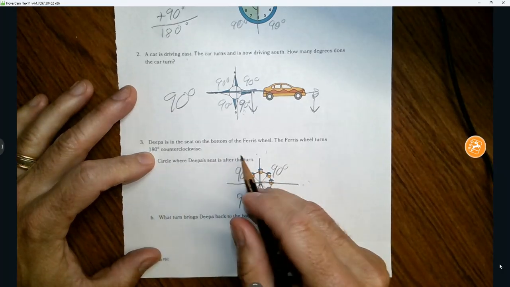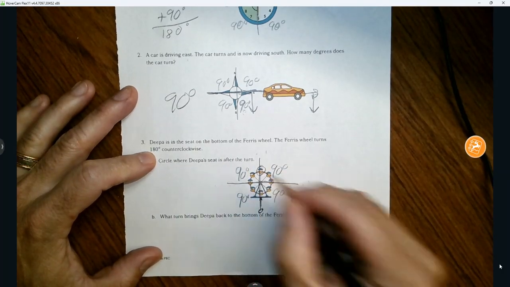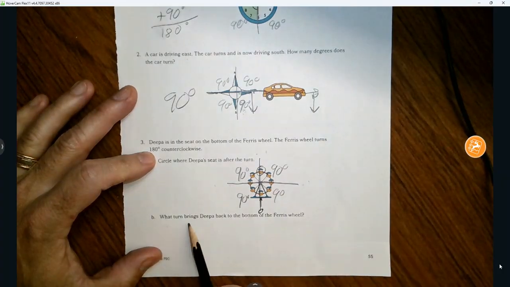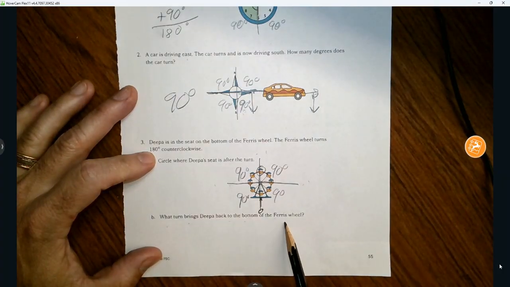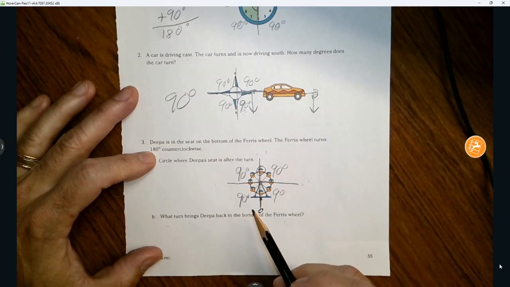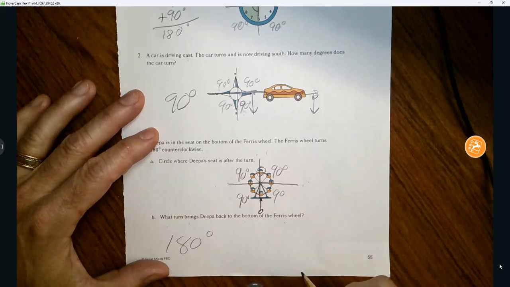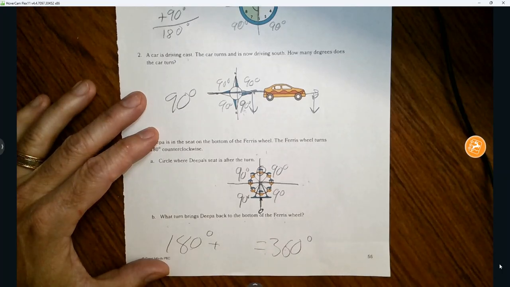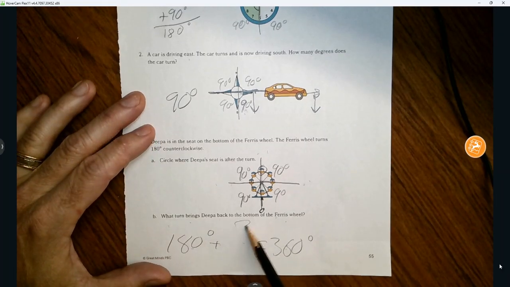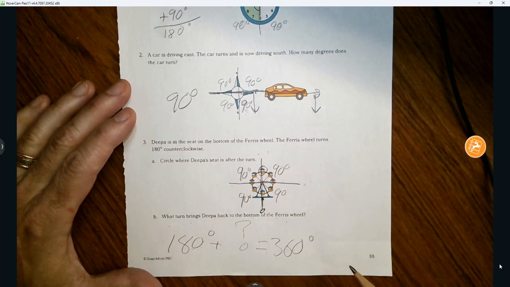Circle where Deepa's seat is after the turn. Her seat's right here. What turn brings Deepa back to the bottom of the Ferris wheel? Well, to go all the way around, we would make a full circle. We already went 180 degrees. So how many do we need to get to a full circle? Remember, a full circle is 360 degrees. So 180 plus what equals 360? Or subtract. I'm going to let you figure out what goes in there. I gave you the whole problem. All you have to do is find out what goes right there.